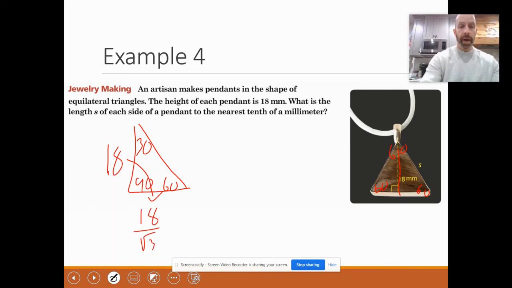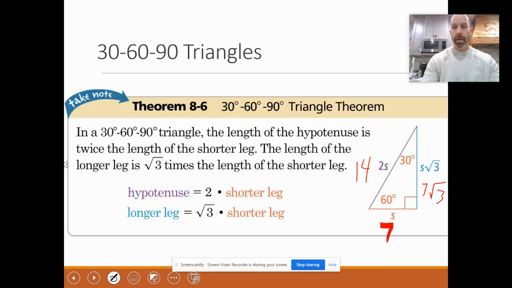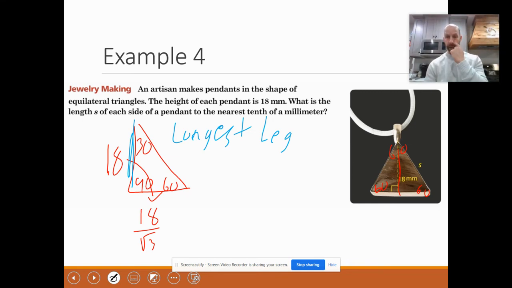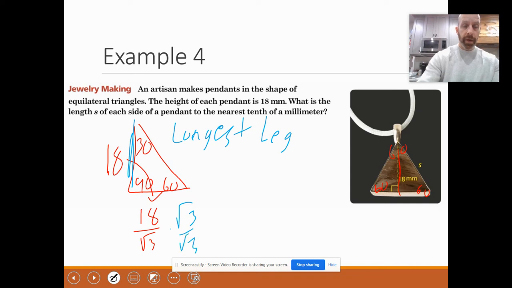And again, we're dividing because the formula tells you that if the short side is 7, you multiply by radical 3. So if I'm dealing, again, this is the long side, the long leg. So we're going from the long leg to the short leg, so we have to divide. Again, we're going to multiply by the square root of 3 on the top and the bottom. That's going to give us 18 square roots of 3 over 3, which is 6 radical 3.